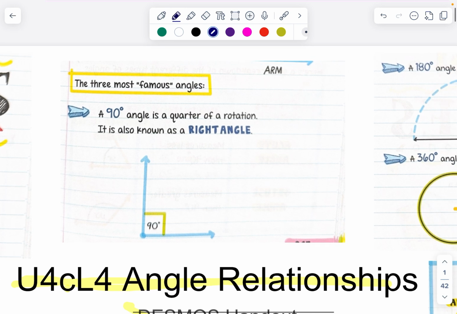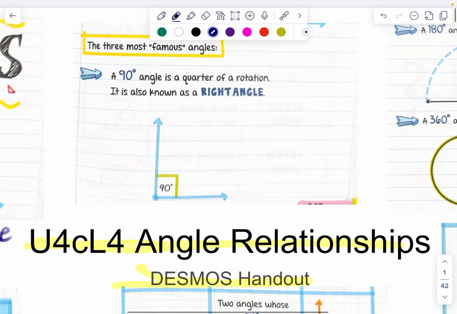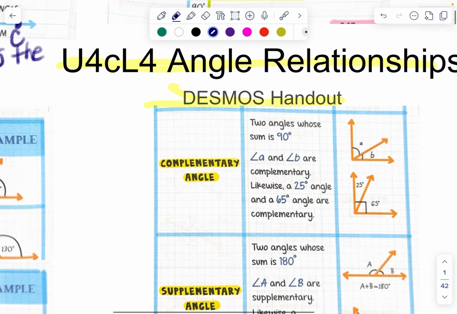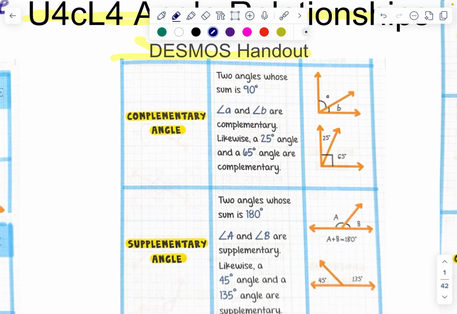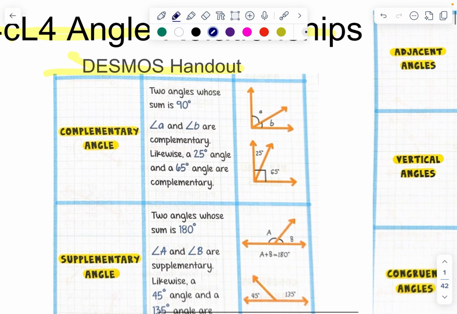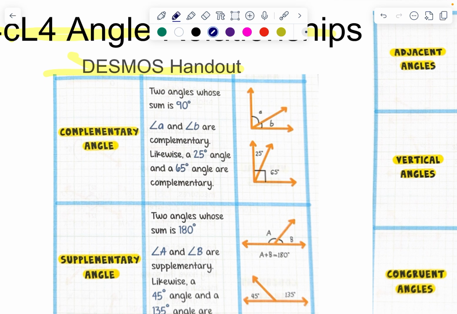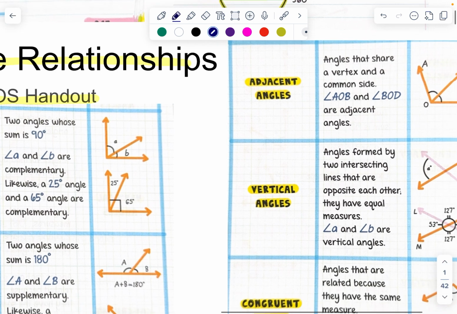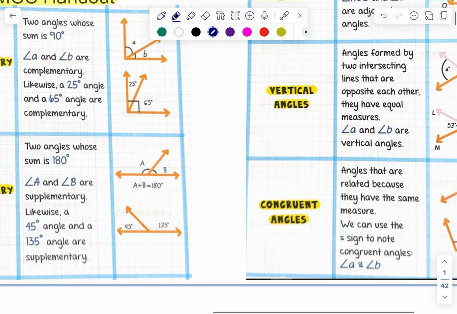All right? We know what a right angle is. We've talked about all of that. Some of this vocabulary down here, acute angles we know are less than 90. Obtuse are more than 90. Right angles are 90 degrees. This is the vocabulary right here on these 2 pages that are critical to this lesson, because we're going to be talking about complementary angles. So complementary, supplementary, adjacent, vertical, and congruent.